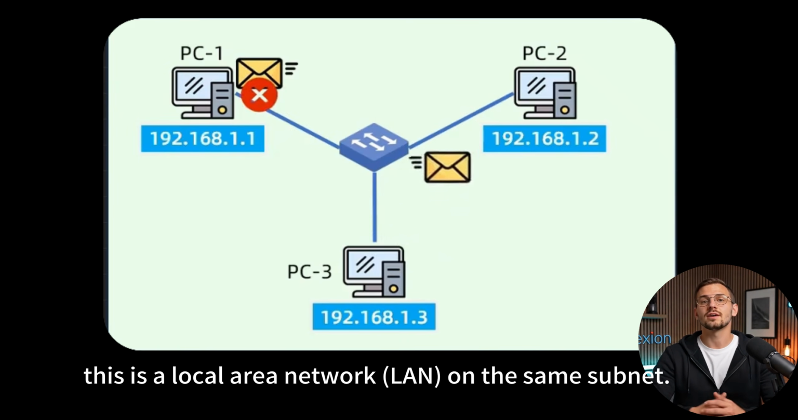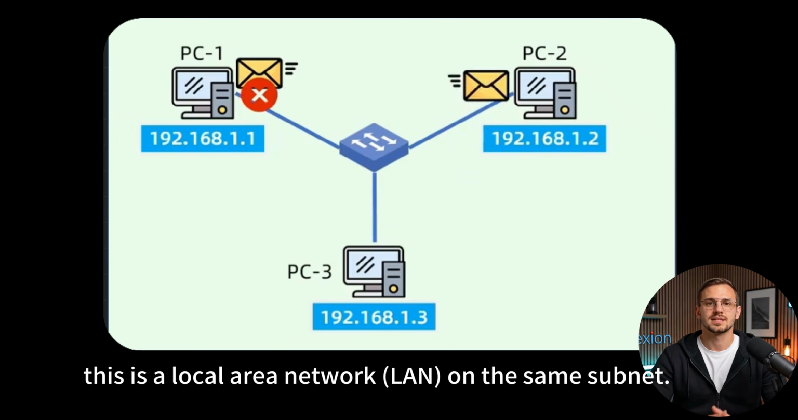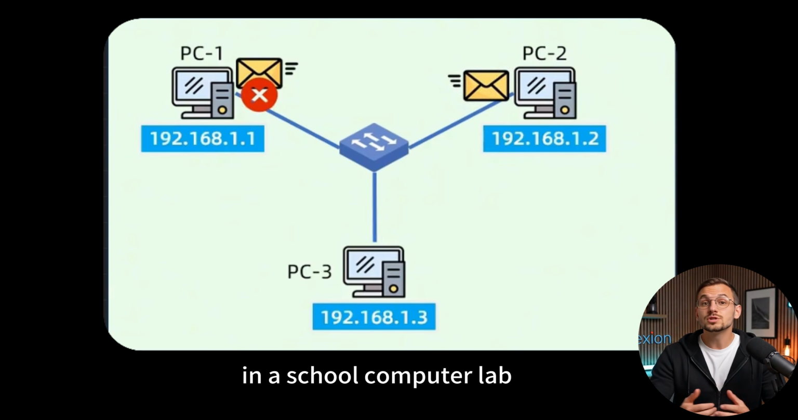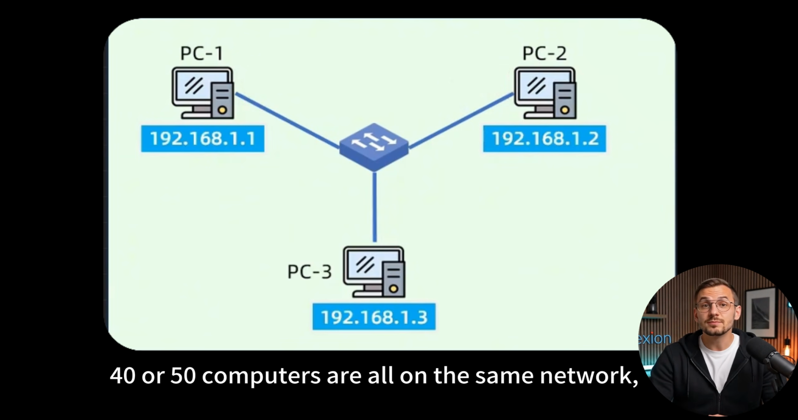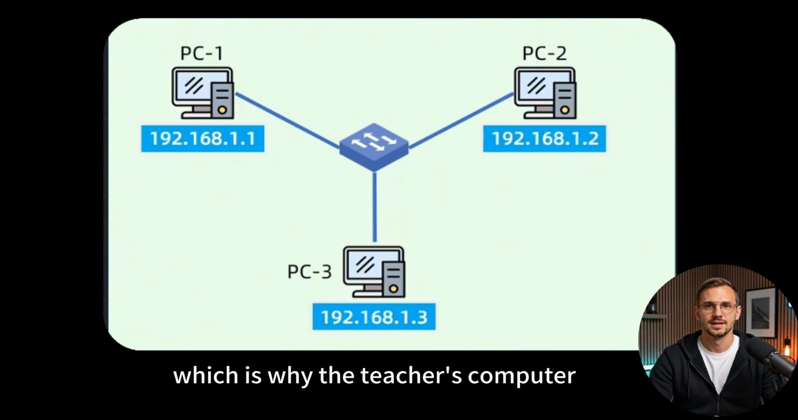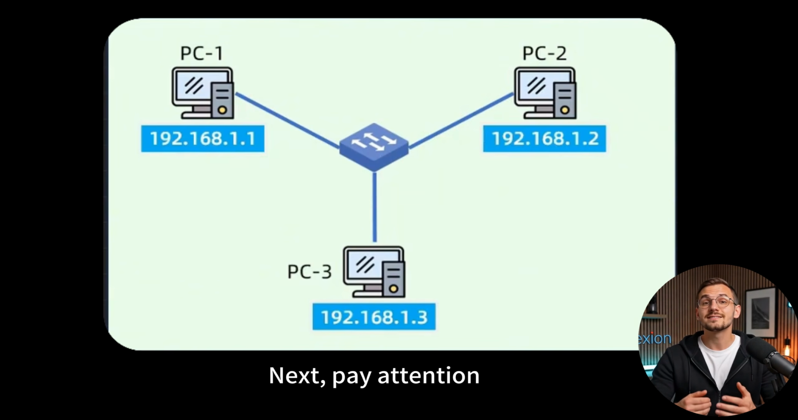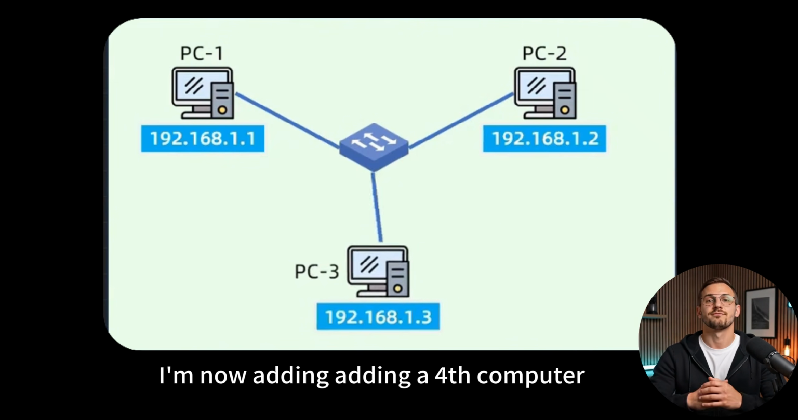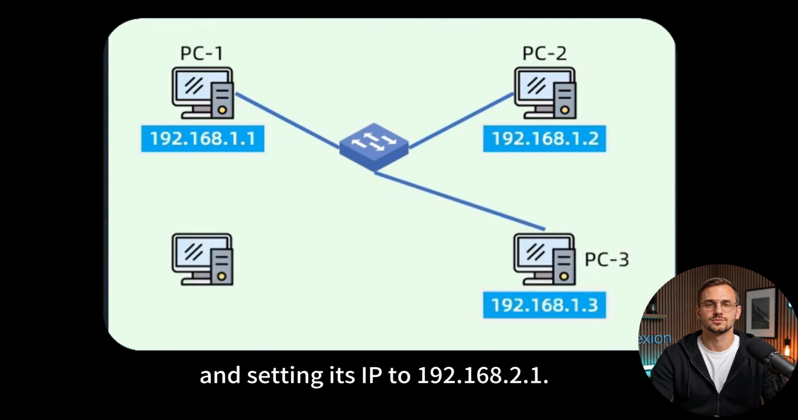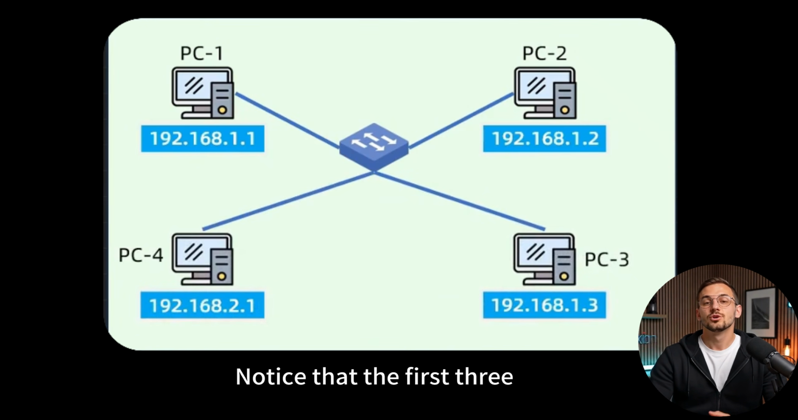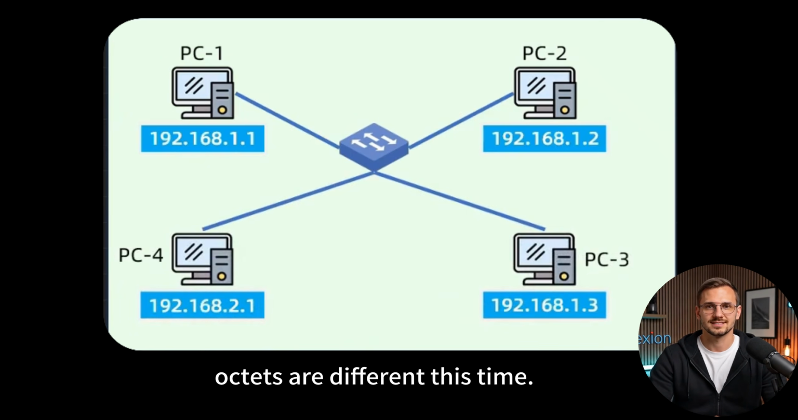So this is a local area network, LAN, on the same subnet. For example, in a school computer lab, 40 or 50 computers are all on the same network, which is why the teacher's computer can control all of your screens. Next, pay attention. I'm now adding a 4th computer and setting its IP to 192.168.2.1. Notice that the first 3 octets are different this time.